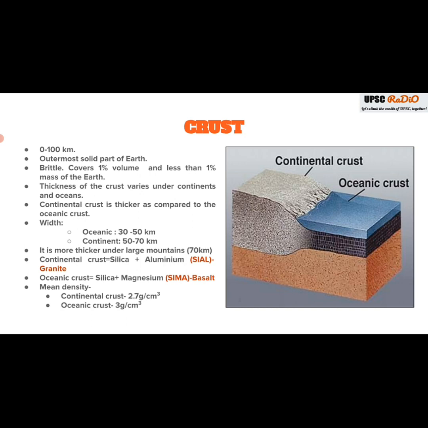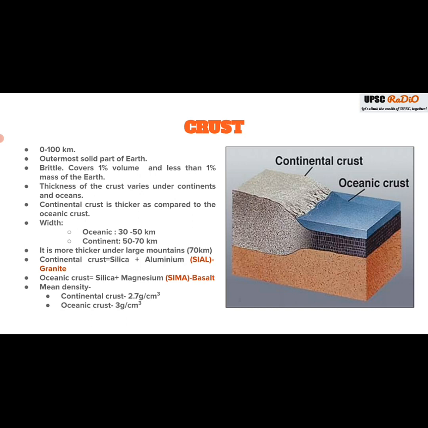Continental crust consists of silica and aluminium. If you pick the first letters of silica, that is Si, and aluminium, Al, we can make a mnemonic code to remember it easily: Sial. Continental crust is made up of granitic rocks.